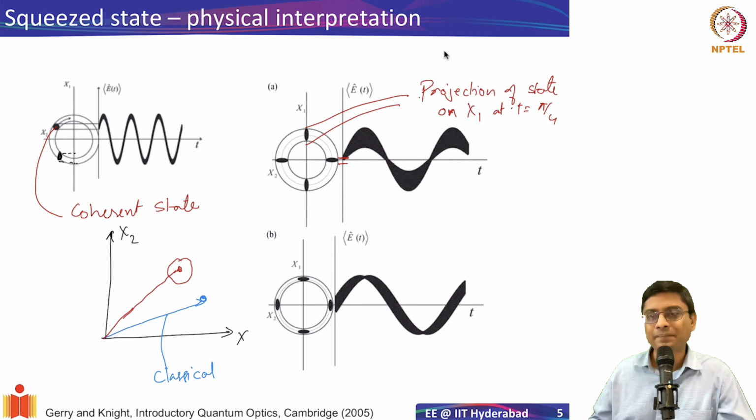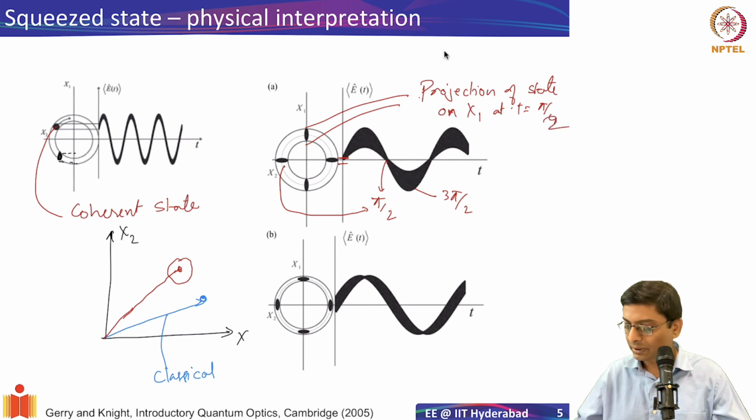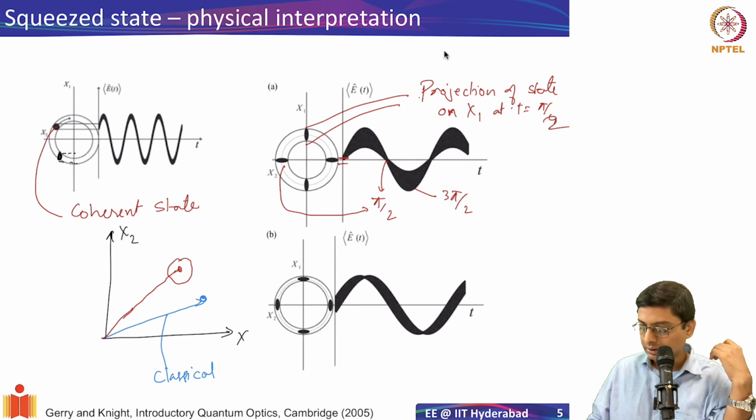Now I'll go further in time. I'll make this state move again to t equal to pi by 2. When I go there, what will happen to the projection of the fluctuations on the x-axis? Again it reduces. So at pi by 2, this point, right? At pi by 2, you have narrower variations in the electric field, and it continues like that. Then at 3 pi by 2, you effectively have again large fluctuation, right? You see that, correct?